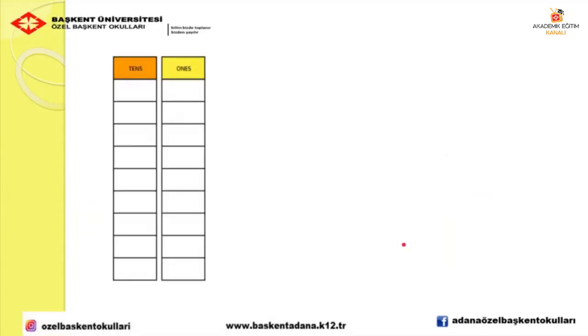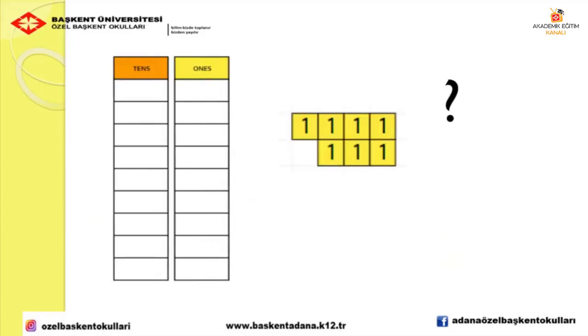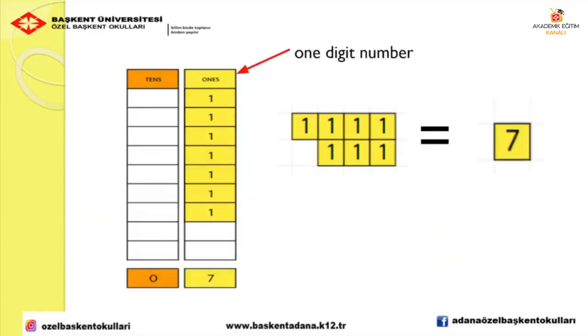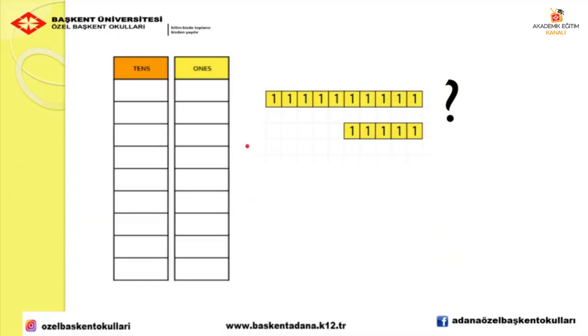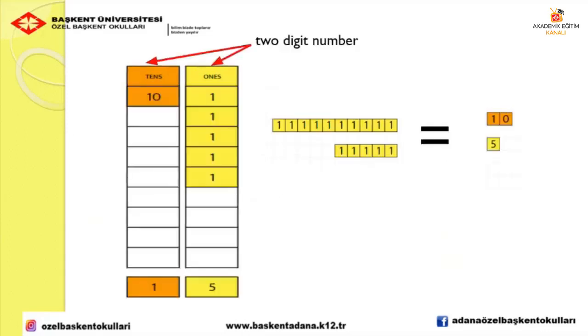Now, look at this place value chart. Which number is this? 7. You are right. 7 is a one-digit number because it only uses the ones column to be counted and written. What about this number? Is it a one-digit number or a two-digit number? You're right. It's number 15, a two-digit number, because there is one 10 and 5 ones in number 15.